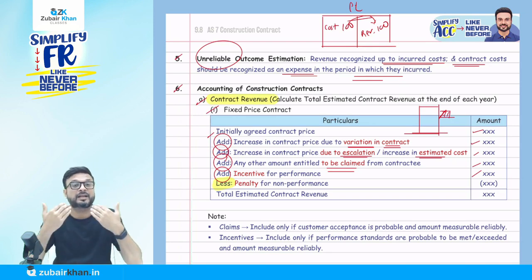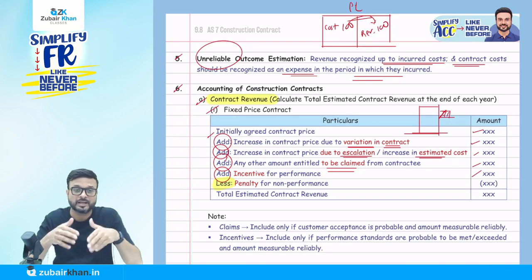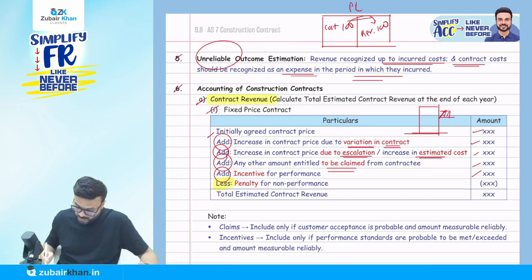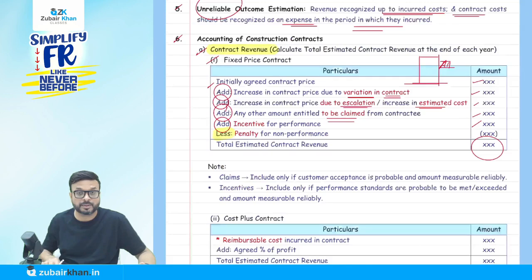So there is a penalty on me. Obviously you are not going to give that much amount to me, so that will be deducted from the amount of revenue, and that's why it is deducted there. Okay, so whatever amount comes here, this is the total estimated contract revenue.